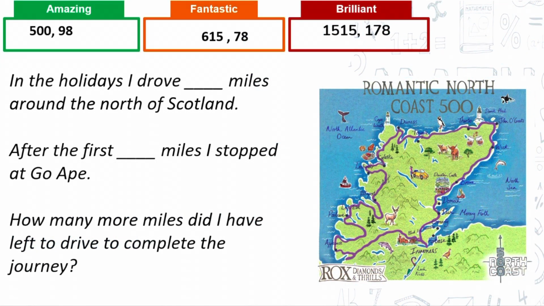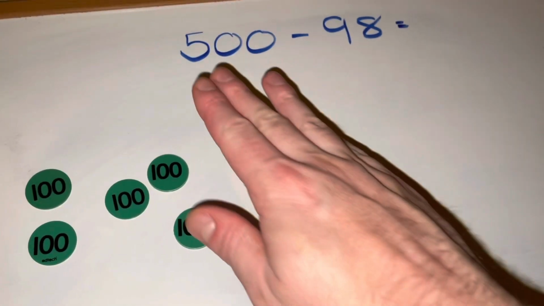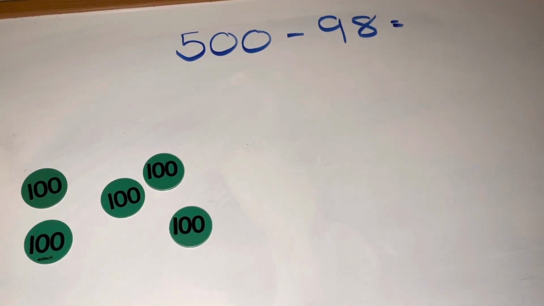To investigate this strategy, let's have a look at this question. In the holidays, I drove some miles around the north of Scotland. After the first so many miles, I stopped at Goape. How many more miles did I have left to drive to complete the journey? If we look at the amazing numbers, we've got the question 500 take away 98.